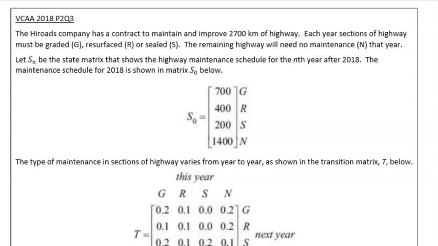Let S_n be the state matrix that shows the highway maintenance schedule for the nth year after 2018. The maintenance schedule for 2018 is shown below in the matrix S_0. So there's our initial values. And remember, they're representing kilometres. So we had 700 kilometres graded, 400 resurfaced, 200 kilometres sealed, and 1,400 kilometres requiring no maintenance.